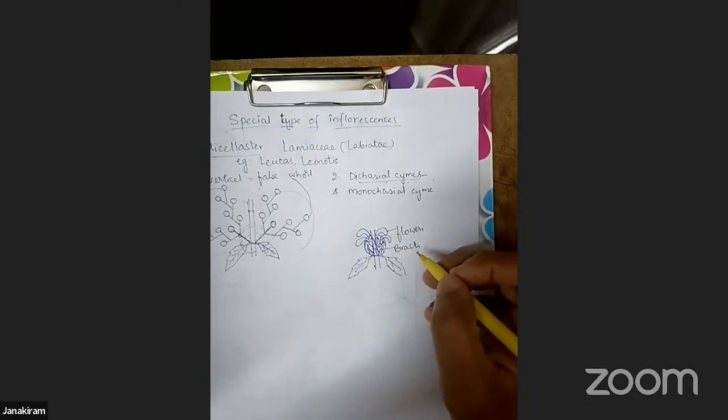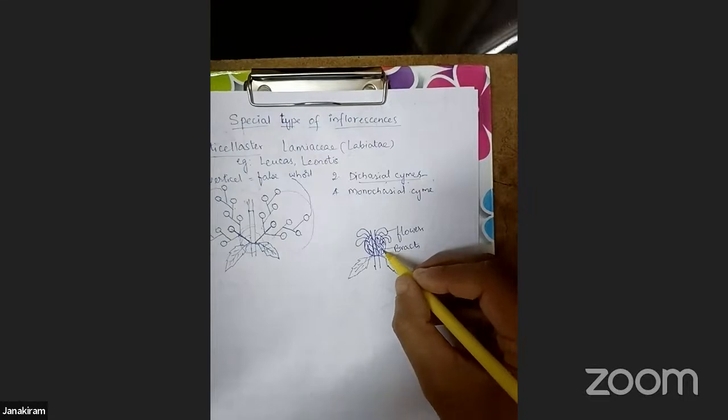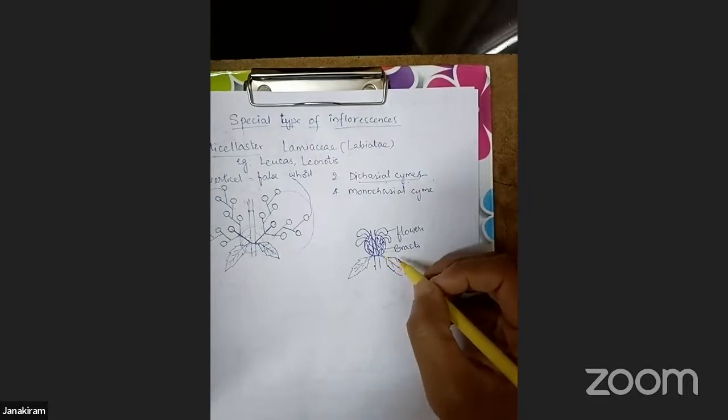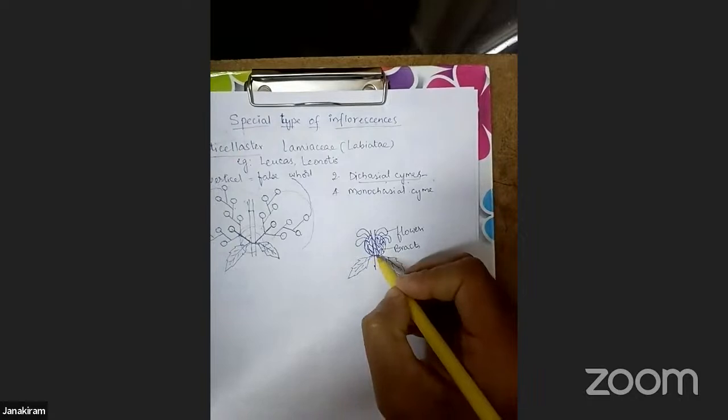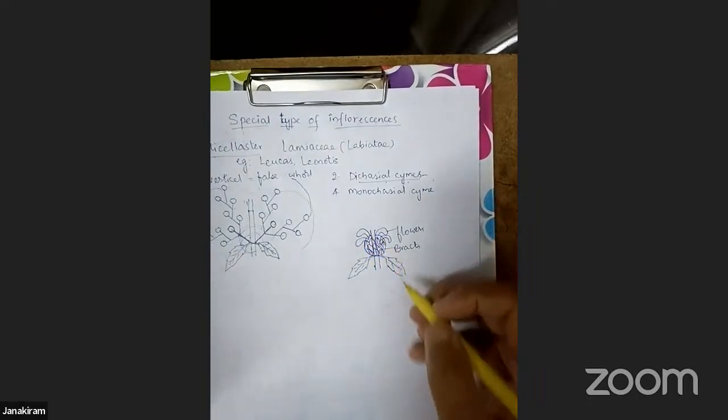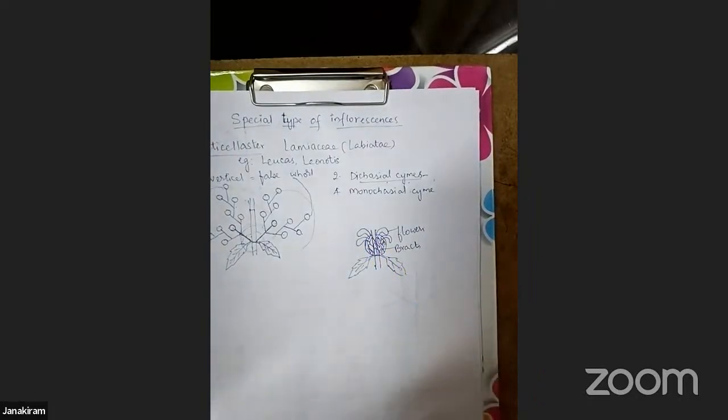And here, the flowers which have been formed form the false whorl around the node. Likewise, at every node this type of arrangement can be seen. So this type of inflorescence, called verticillaster, can be seen in members of the Lamiaceae or Labiatae family, examples like Leucas and Leonotis.